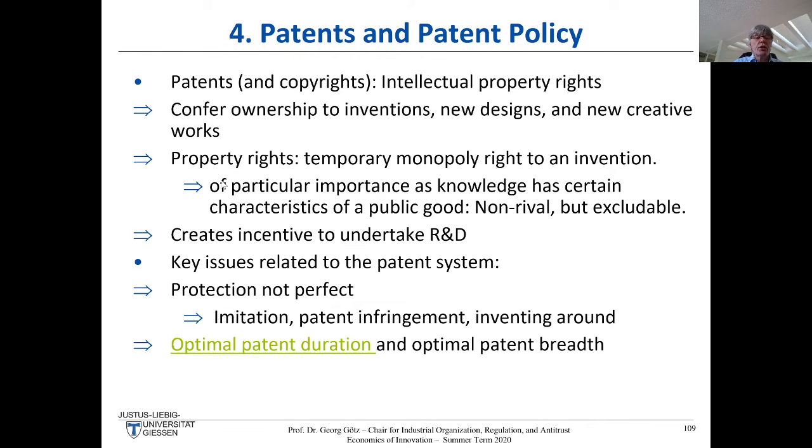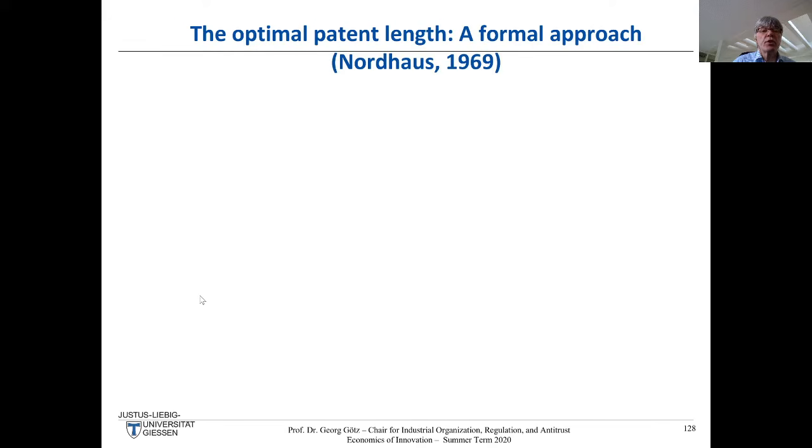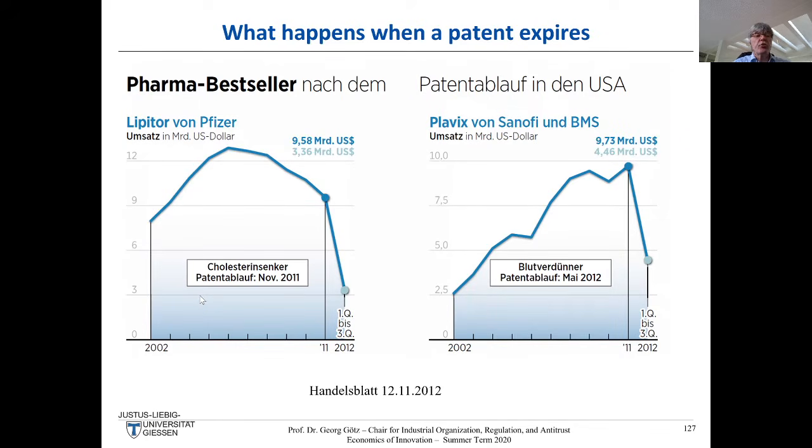What I want to go to today, first of all, is optimal patent duration. What I showed you last week is that it's really important, in particular, I think that was this slide here, for the pharmaceutical industry. It's really important how long your patent duration is, because half a year or a year longer might mean that, if you have a blockbuster drug, you have billions of euros more in revenues.